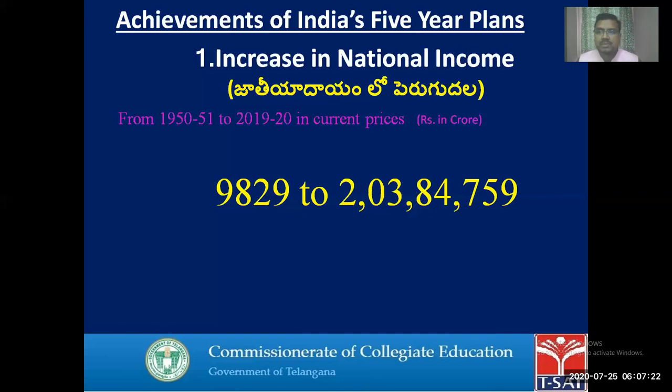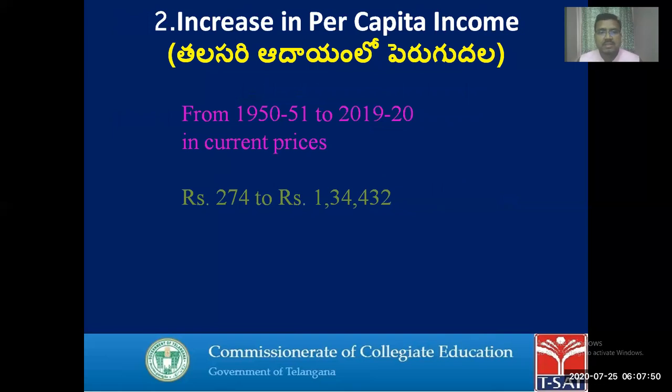So this is the increase in India's national income, from 9,000 crores to 2 crore 3 lakh 84,759 crores. As far as the increase in GDP is concerned, it is a good success for the plan. Just see how many folds it increased. And one of the main objectives of India's 5-year plans is not only increase in GDP or national income, but that per capita income of the people also could be increased.